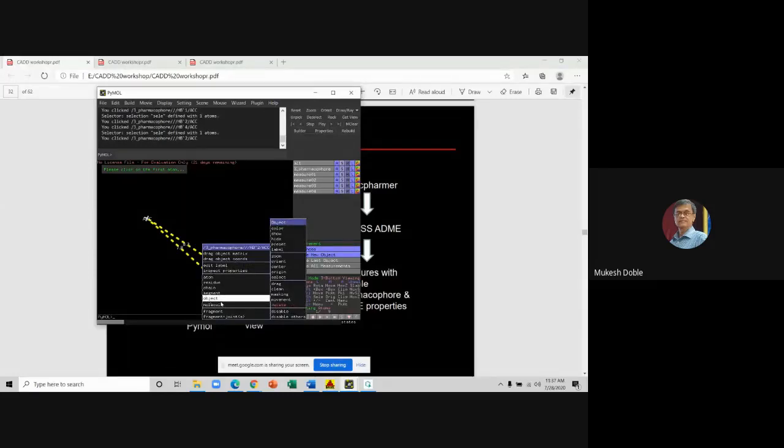So we can look at many things with PyMOL. PyMOL is useful for viewing .mol2 files. PyMOL is useful for viewing results from PharmaGist. It's a free software as well.